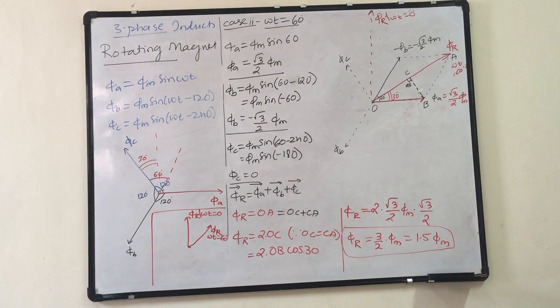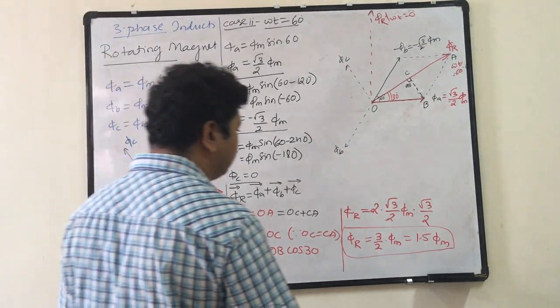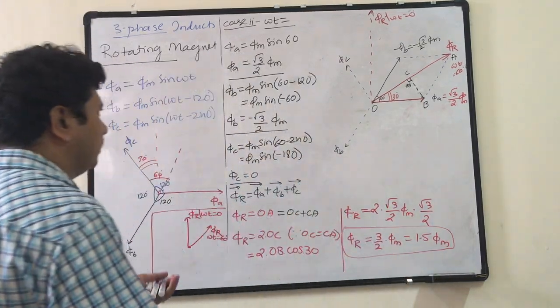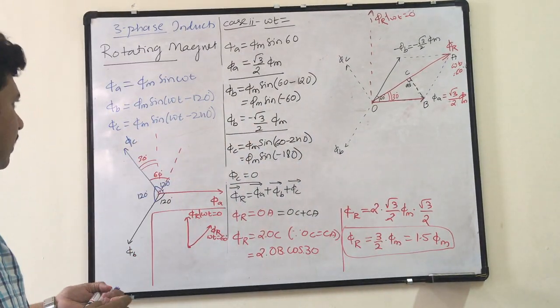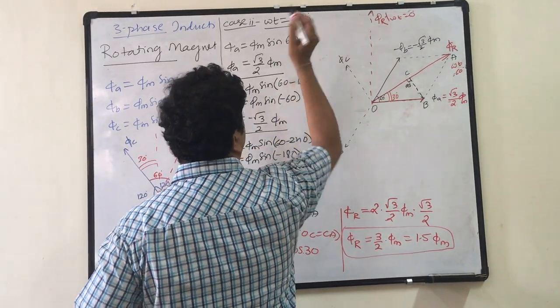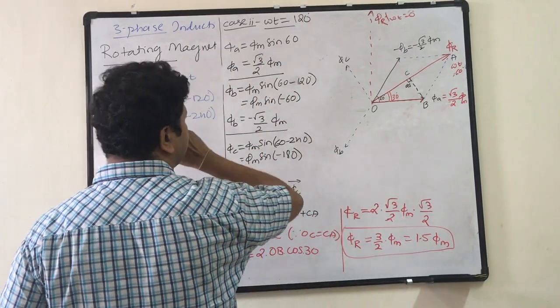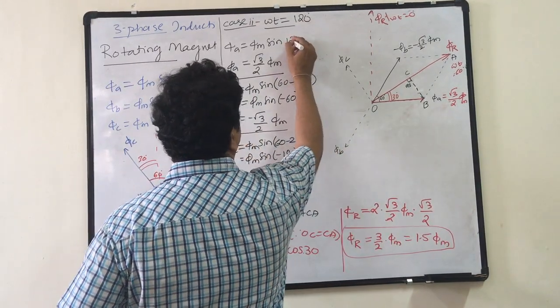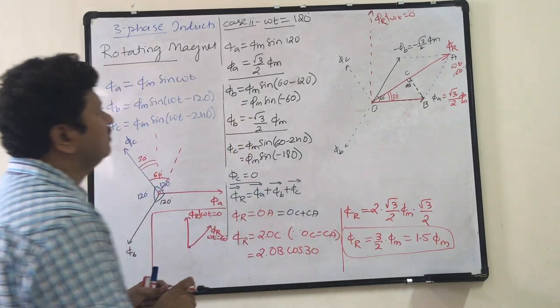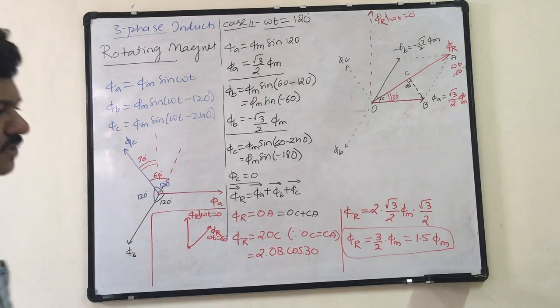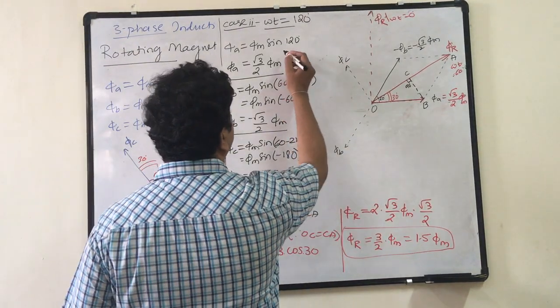We will see the third case, at omega t equals 120 degrees. We will see that quickly. It will not take much time, and I will do it in the same vector diagram. At omega t equals 120 degrees, phi a is equal to phi m sin 120, and that will be the same, plus root 3 by 2 phi m, because sine is positive for the entire half cycle, 0 to 180 degrees.